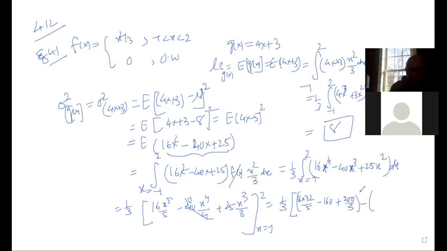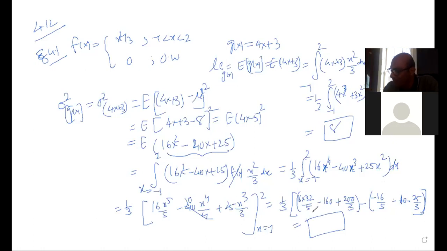Minus, if you replace x by -1, -1 to the power 5 is negative, so -16 by 5, then negative of 10, and then -1 cubed is again negative, so negative of 25 by 3. If you calculate this using simple algebra, you are going to get 51 by 3. That is the answer. So that is your variance.